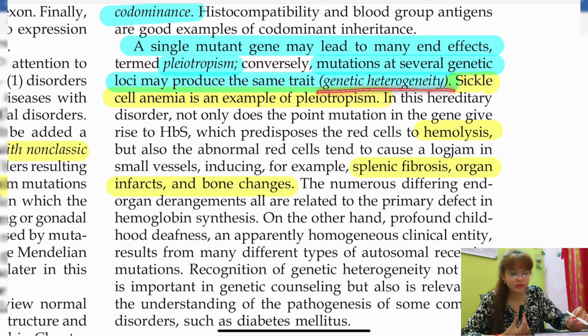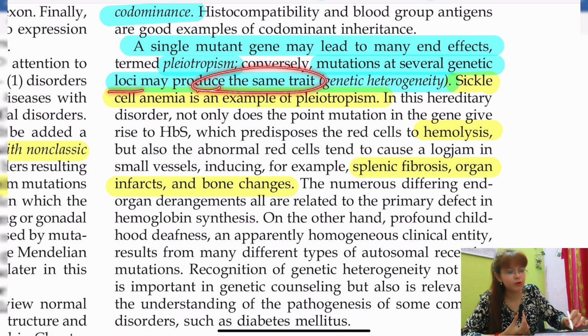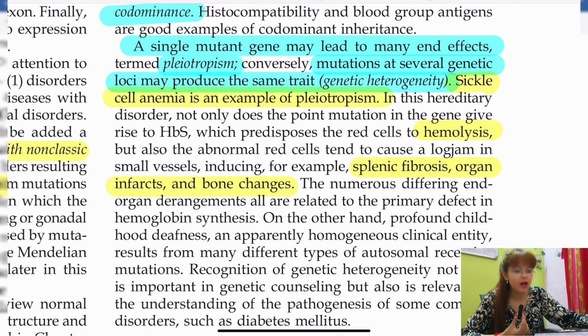What is genetic heterogeneity? Mutations at several genetic loci may produce the same trait. So mutations are happening at several positions, but they have the same effect. So in genetic heterogeneity, the effect is the same, whereas in pleiotropism, the effects are different and the mutation is one. Okay.